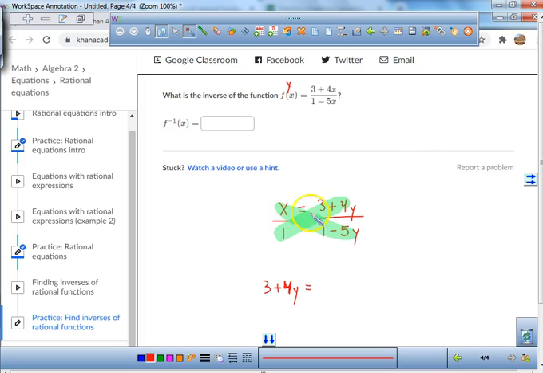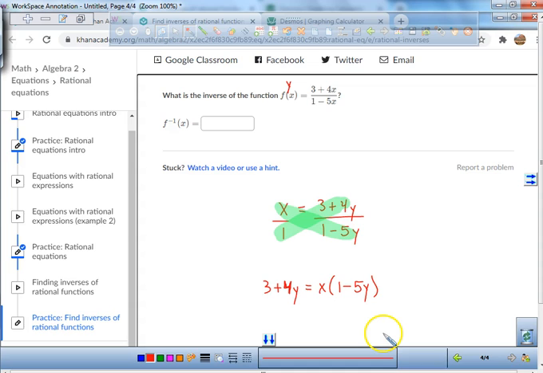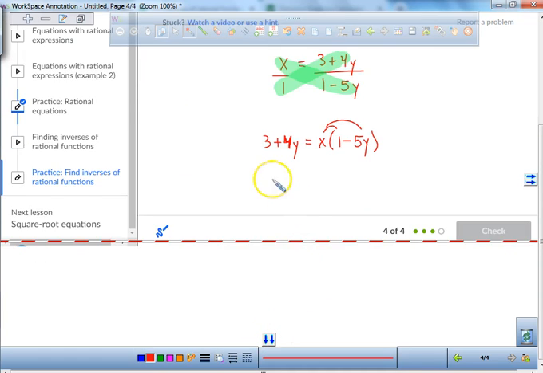All right, we got to do what? X times 1 minus 5y, just like that. What are we going to do next? Hopefully, like distribute, man. Let's get this over with. All right, let's distribute. So we get 3 plus 4y equals x times 1, which is x. And x times a negative 5y is a negative 5x.